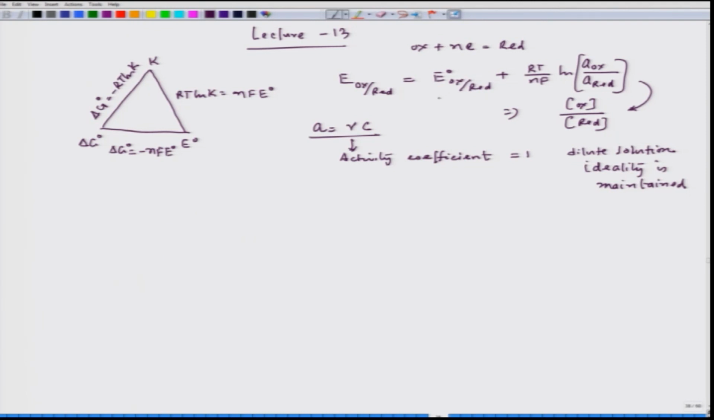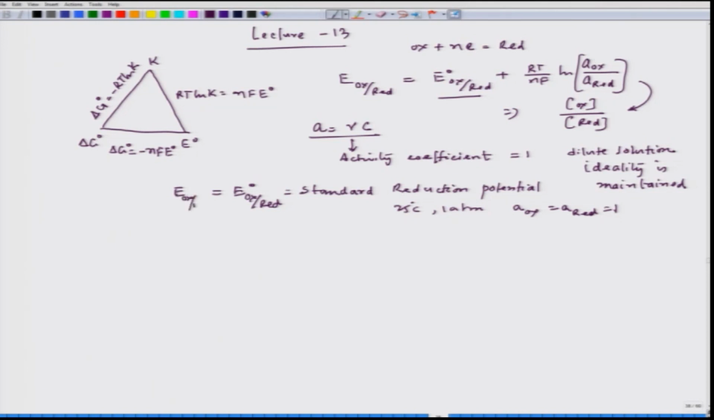Now, this particular term is called standard reduction potential. And we achieve the standard reduction potential at 25 degrees Celsius, 1 atmosphere pressure, and activity of ox and activity of red equal to 1, that time we get this equal to E0 ox/red.